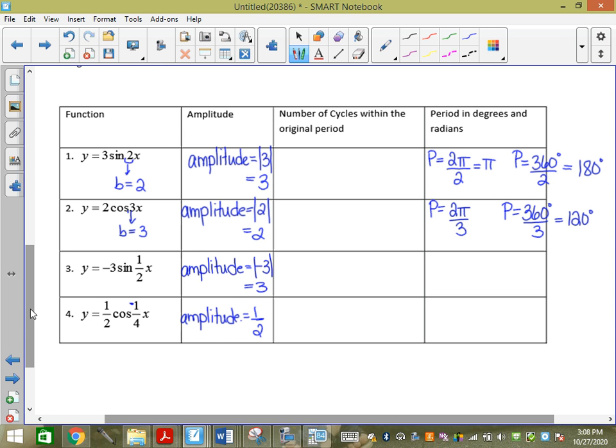Number 3, I actually have a horizontal stretch by a factor of 2. So instead of 2 pi and 360, I'm going to get 4 pi and 720, or I can use my formulas. Period equals 2 pi divided by B. B is 1/2. When I divide by 1/2, it's like multiplying by 2. So that's why I'm getting 4 pi. So 360 divided by 1/2 is 720.